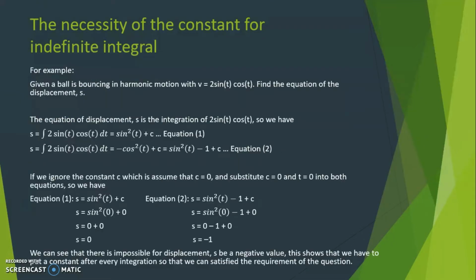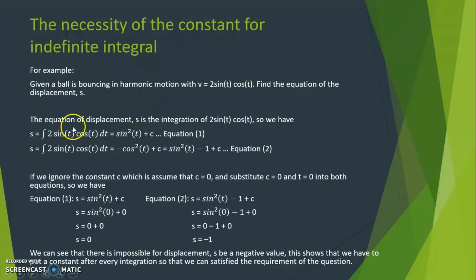Now we are going to discuss the necessity of the constant for indefinite integrals. Now we are going to look at this example. Given a ball is bouncing in a harmonic motion with v equal to 2 sin t cos t, find the equation of the displacement.